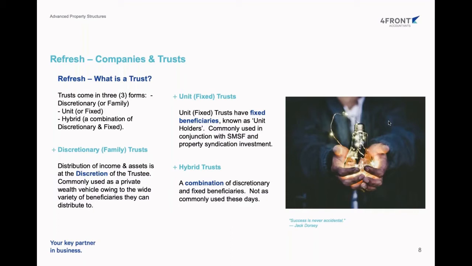Yep. So we'll just go on to the three common forms of trust. We've got discretionary or family trusts, which we know, unit trusts, and then hybrid trusts. A discretionary trust is where the distribution of income and assets is at the discretion of the trustee. They're commonly used as a private wealth vehicle owing to the wide variety of beneficiaries they can distribute to, hence the word family trust. Usually when we set up trusts, we set them up for people and their families.